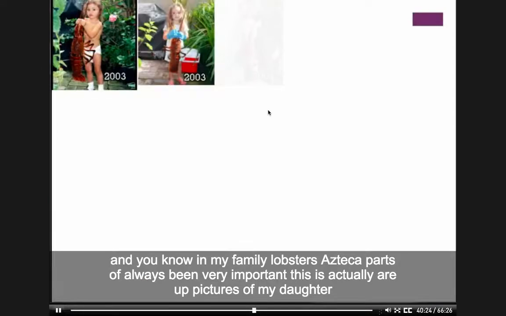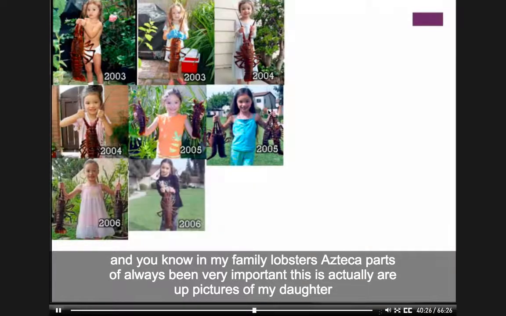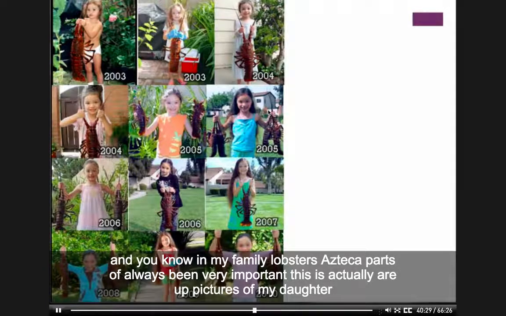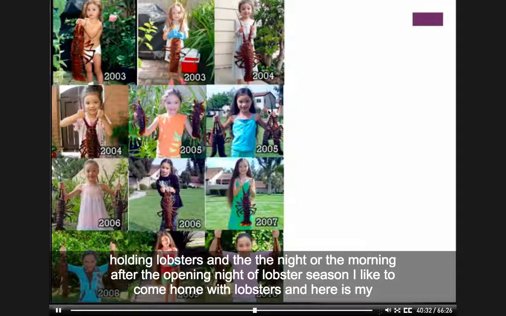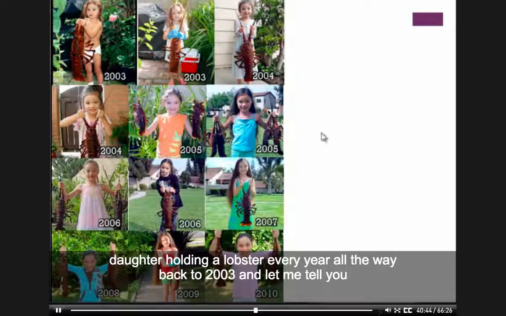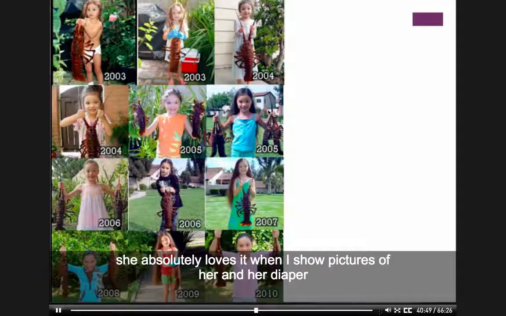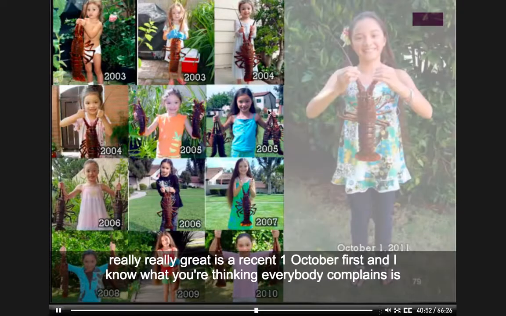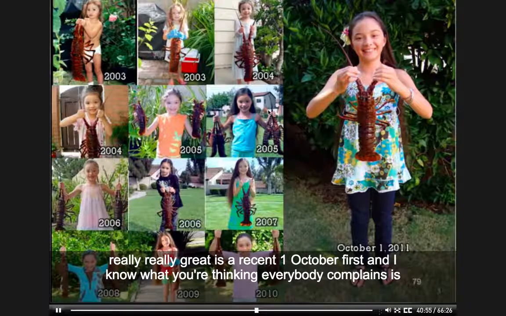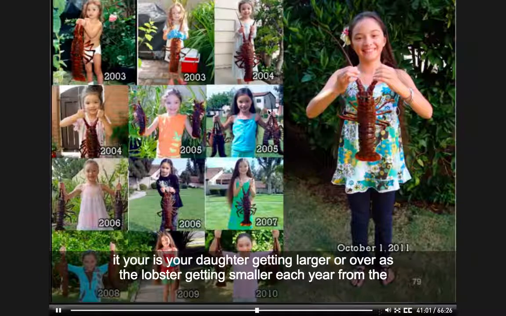And, you know, in my family, lobsters as decapods have always been very important. This is actually pictures of my daughter holding lobsters. And the night or the morning after the opening night of lobster season, I like to come home with lobsters. And here is my daughter holding a lobster every year, all the way back to 2003. And let me tell you, she absolutely loves it when I show pictures of her in her diaper. Really, really great. Here's a recent one, October 1st. And I know what you're thinking. Everybody complains, is your daughter getting larger or is the lobster getting smaller each year?